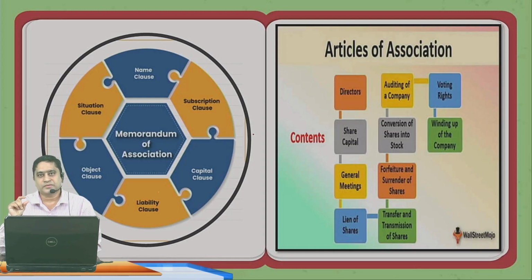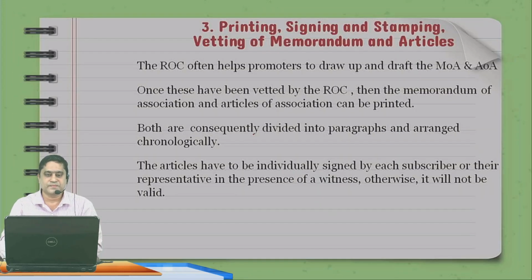What has to be mentioned related to the forfeiture of the shares or the surrender of the shares if the members have not paid up the unpaid capital. Or what about the lien on the shares, and the transfer and the transmission process are also mentioned under the articles of association. This is in short what the contents of the articles of association are.